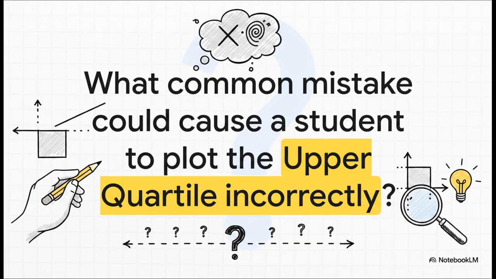I'll leave you with a final thought to chew on. We know exactly how to calculate the upper quartile. So what's a really common but simple mistake a student could make that would cause them to plot it in the wrong place? Thinking about the potential pitfalls is one of the best ways to make sure you don't fall into them.